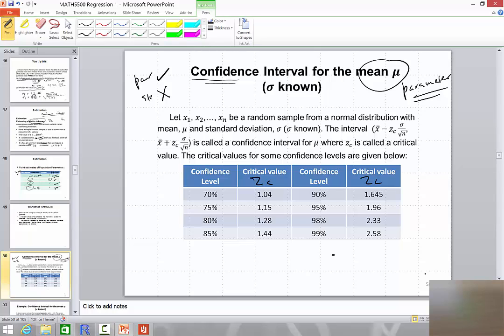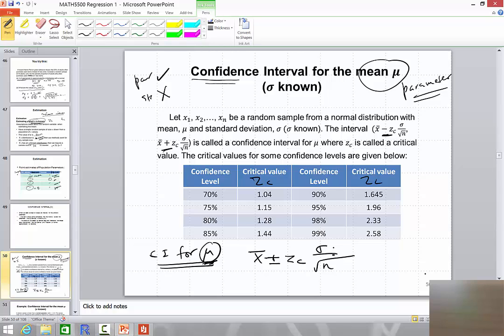Remember, this z critical is used only if sigma is known. This formula works only if sigma is known. Let me give you the formula for the confidence interval. The confidence interval for mu becomes x bar, since we need the confidence interval for the parameter mu, we use the statistic x bar plus or minus z critical times sigma divided by square root of n.